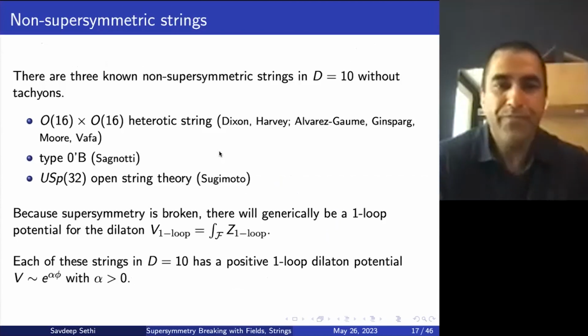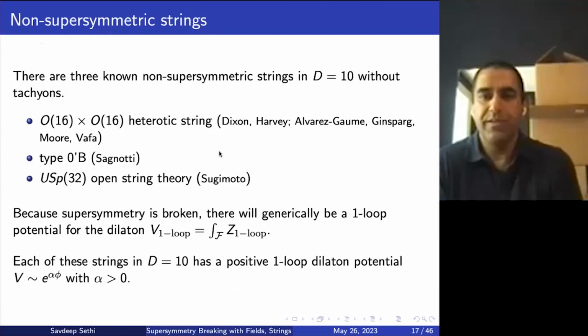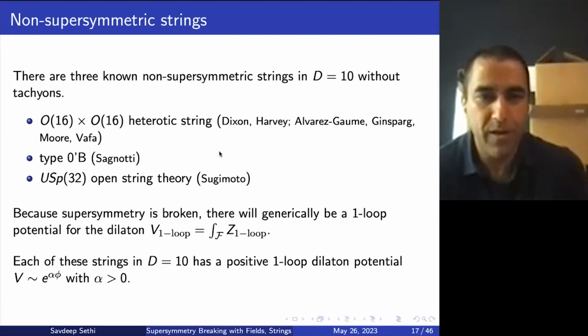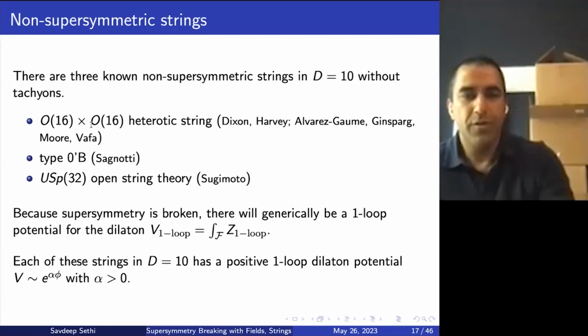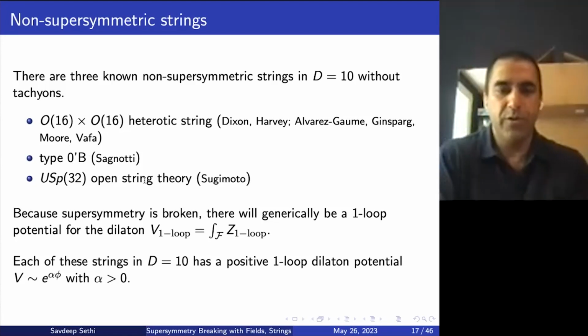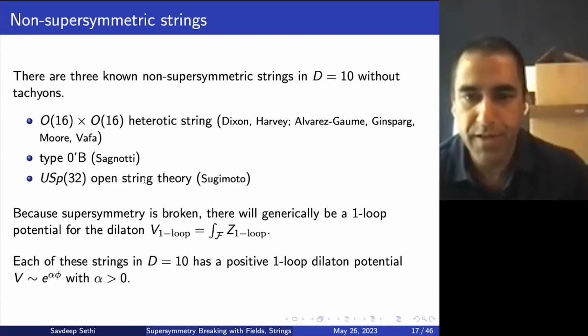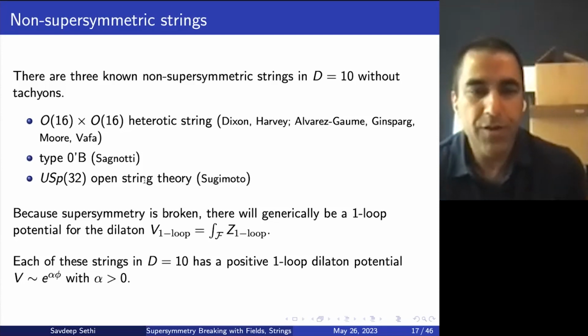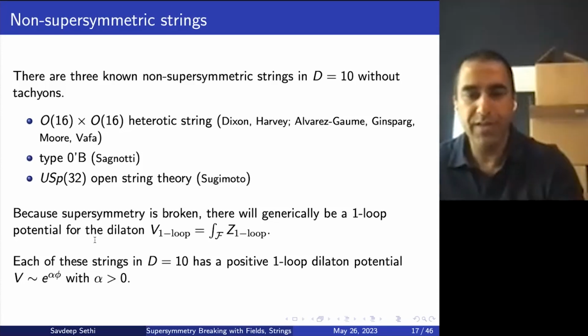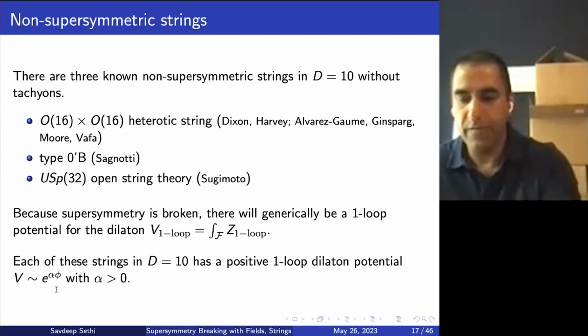So there are three known non-supersymmetric strings in 10 dimensions, about which I think we've heard repeated discussions in the workshop so far. The oldest one is the O(16) cross O(16) heterotic string. There's a type 0'B string discovered by Sagnotti, and the Sp(32) open string theory described by Sugimoto. Because supersymmetry is broken in each of these strings at the string scale, there will generically be a one loop potential for the dilaton. And indeed, for each of these strings in 10 dimensions, that one loop potential is positive. It has the same sign with different powers of alpha, depending on the string.